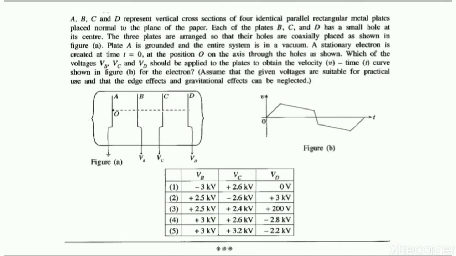We can exclude answers 1, 2 and 3. The first 3 answers can be excluded. Then we will have only 4 and 5. In 4 and 5 you can see VB is positive 3, and the only major difference there is the value of the VC. It is positive 2.6 and positive 3.2.